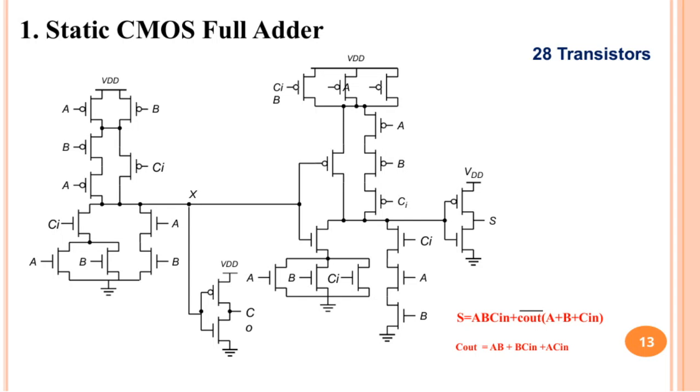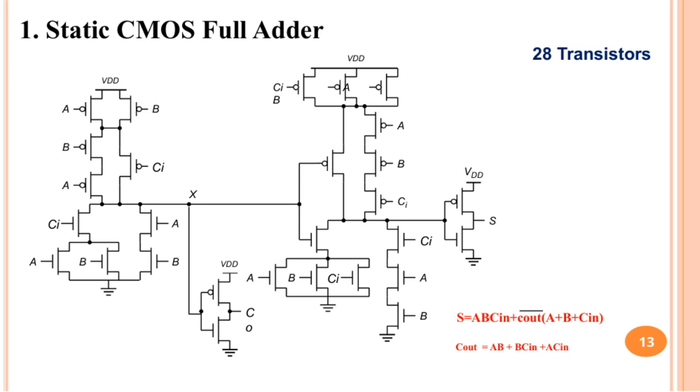Here we are looking at the static CMOS full adder design, which is implemented using 28 transistors. This circuit is fundamental in digital arithmetic and performs addition of 3 inputs, A, B, and the carry-in, labeled as CI. The full adder outputs a sum, S, and a carry-out, COUT. The carry-out equation is given by COUT equals AB plus B times CI plus A times CI. This means that if any two of these inputs are high, the carry-out will also be high. It ensures proper carry propagation in multi-bit addition.